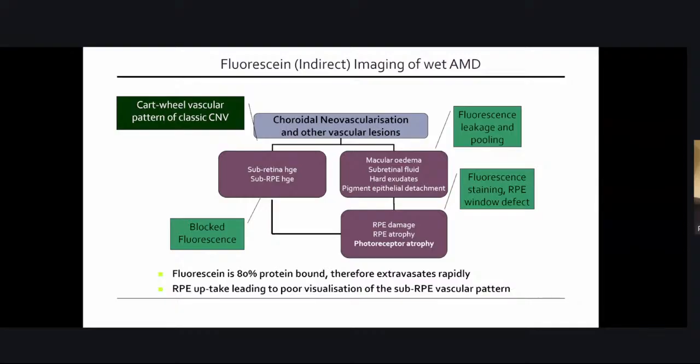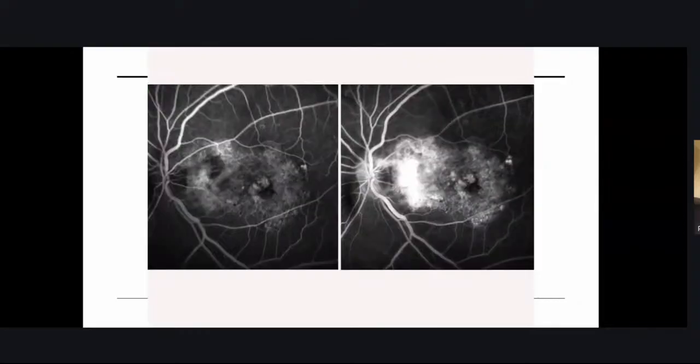The second important concept of fundus fluorescein angiogram is that because it leaks, you can use the leakage to our advantage to tell where the leakage areas are. Therefore, it is an indirect way of imaging wet AMD. So take, for example, this case. Now, can you see my cursor?